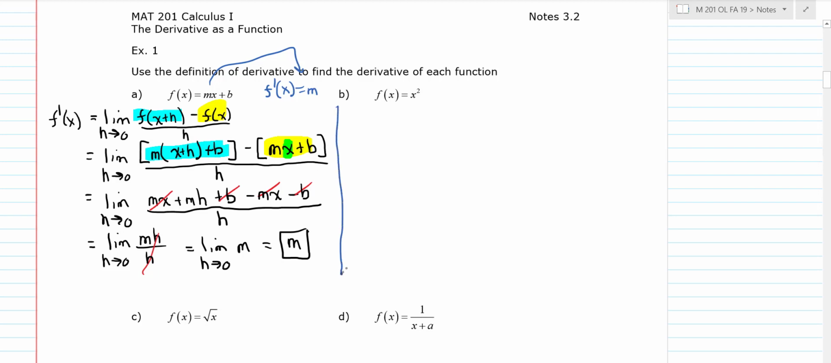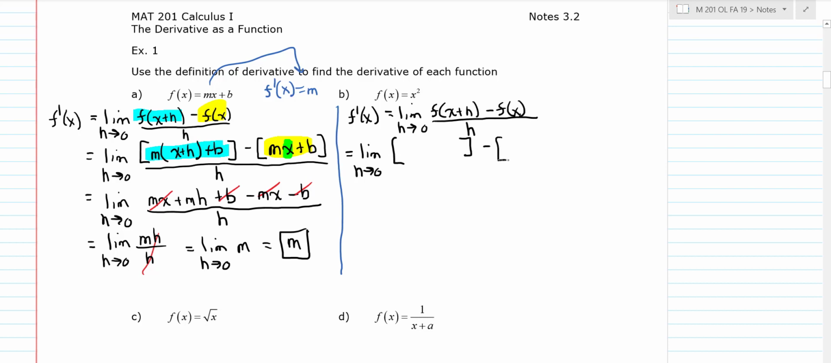Okay, let's run through the next one. The algebra is a little heavier on this one. Again, I would recommend that you write down the definition: limit as h goes to 0 of f of x plus h minus f of x, all over h. Then we'll put this together. This is my strategy: the way I like to get students to think through this is to put two brackets here, and then you just have to put stuff in the right place.